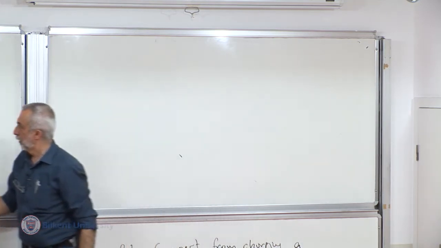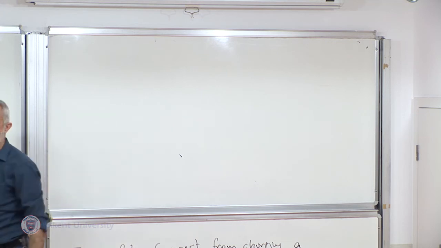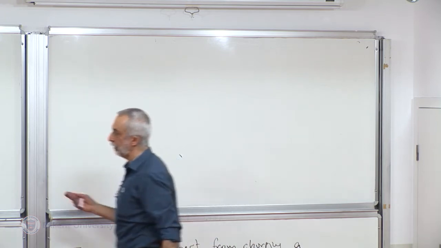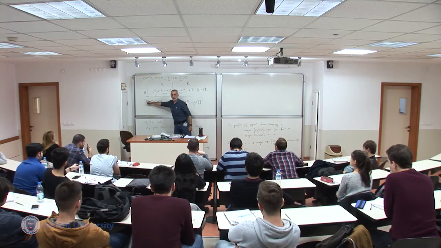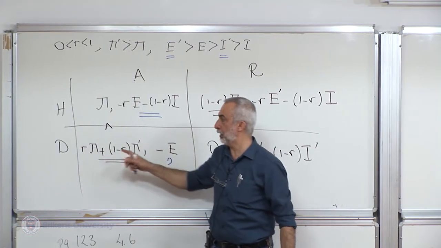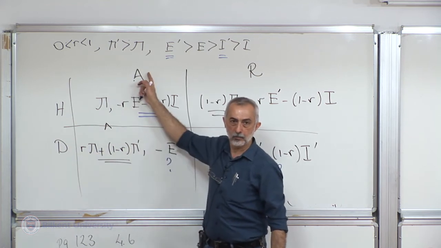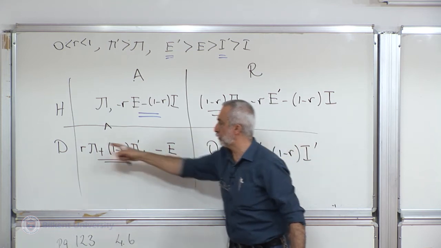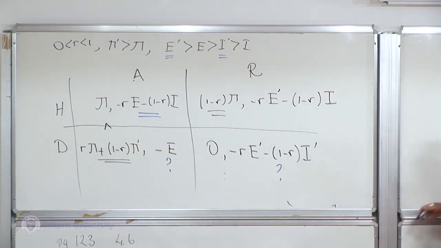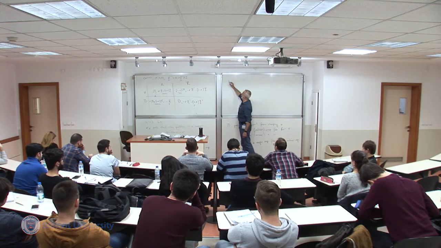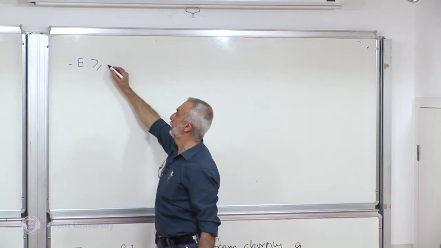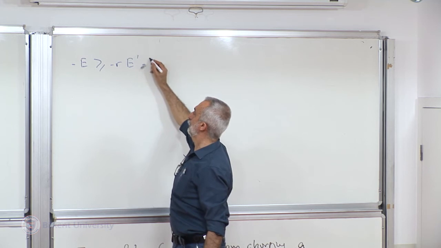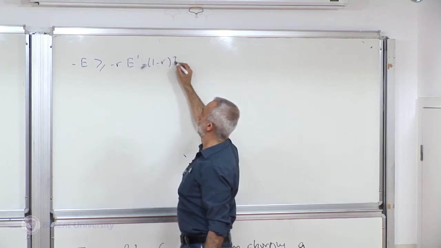So, if there is any hope for the pure strategy game to have a Nash equilibrium, the only thing it could be is D, A. For that to happen, A should be a best response to D. So for that to happen, minus E should be greater or equal to minus R E prime plus minus 1 minus R I prime.